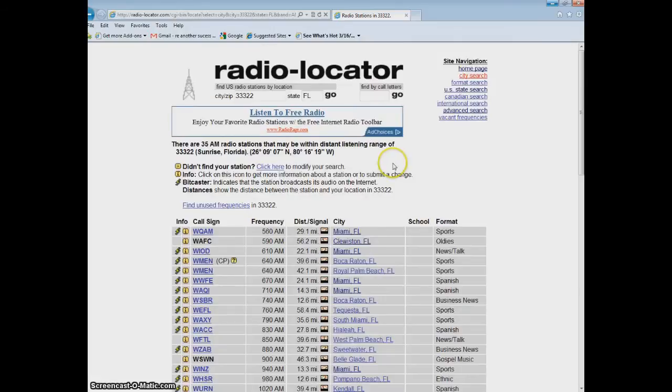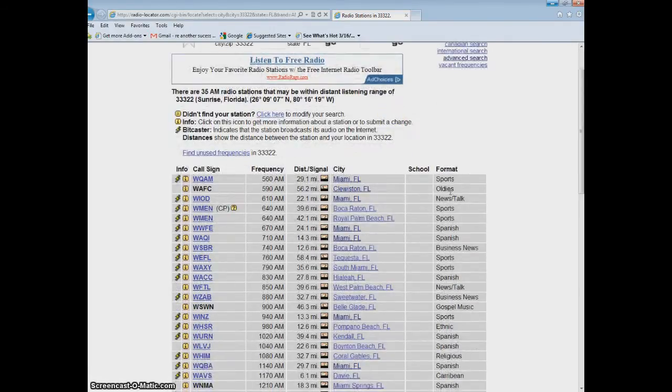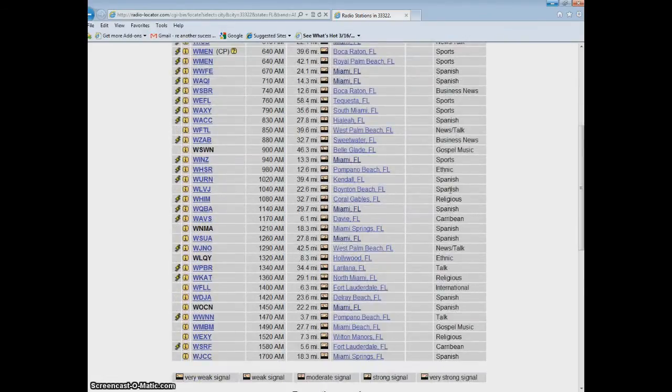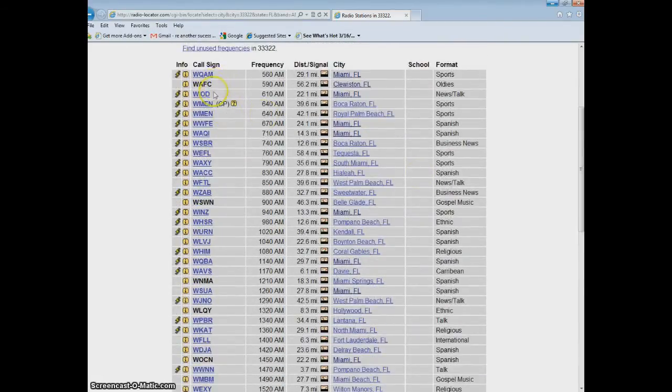So I get about 17 of these stations, and I can look on here and find out how far away they are. So it's a pretty good indicator of how good or bad your radio is if you use this particular site, radio-locator.com. So if you have a radio and you're testing it and trying to see how good it is compared to other radios, this might be helpful to you.